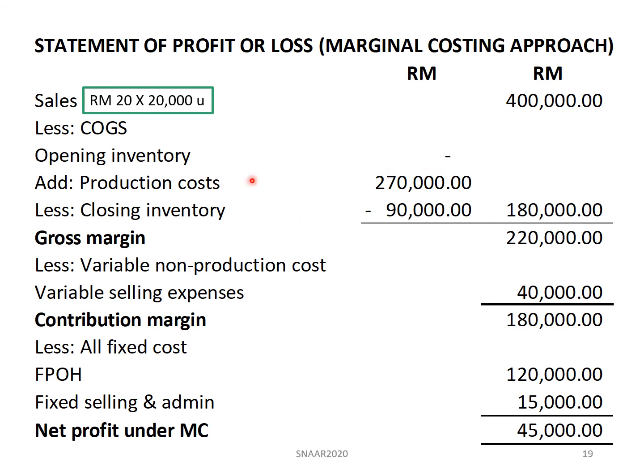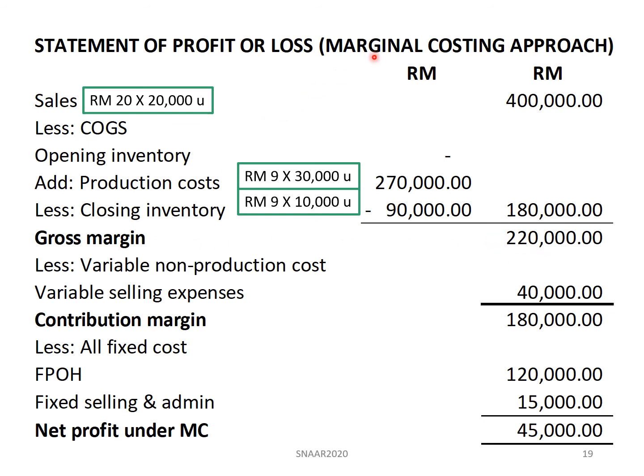Next adalah the production cost. Under marginal costing, the production cost adalah 270,000. How do you get that amount? RM9 because this is the cost under marginal costing darabkan dengan 30,000 units, the production units. So, dapat 270. Then you akan tolak dengan the closing inventory is RM9 darab dengan closing dia adalah 10,000. So you dapat minus lah 90,000 here. So you will get your gross margin of 220,000 right here.